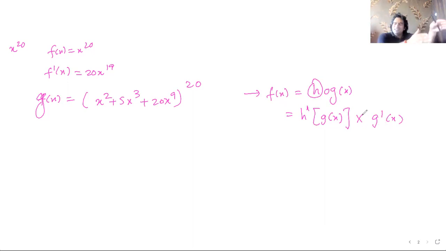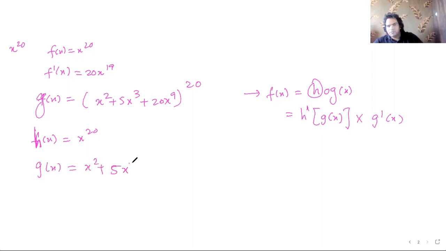Now, how does it link to my previous problem, this example? Let's say my f of x is x to the power 20, h of x is x to the power 20, and g of x is x squared plus 5x cubed plus 20x to the power 9. I have found out h of g of x, which you can see up here. This is h of g of x.